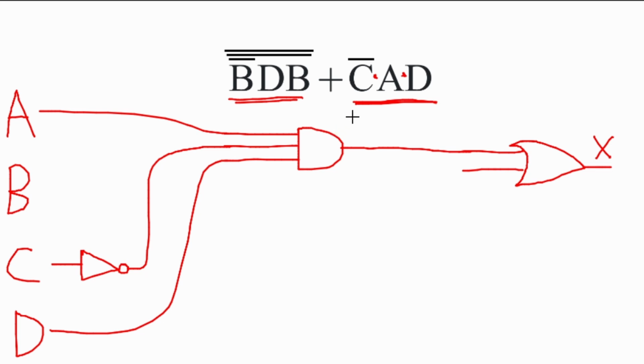So this AND gate here represents this term. So in order for this AND gate to actually output a 1, all of its inputs would have to equal 1. That's what an AND gate is. So for this AND gate to output a 1, A would need to equal 1, D would need to equal 1, and C would have to equal 0, because C gets inverted, as per this bar.